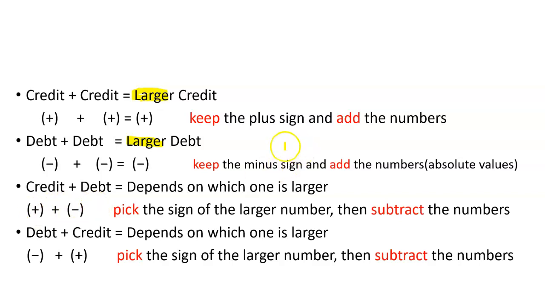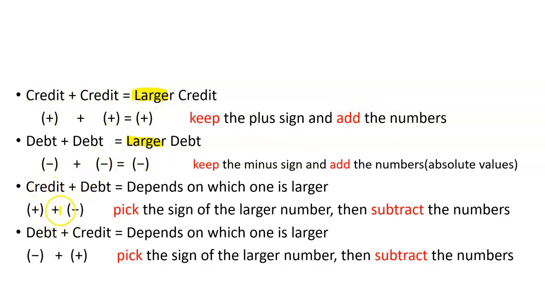So these are the two sets of rules. For the first two cases, if they have the same signs, you always keep the sign. Usually when you do this type of question, you want to determine the signs first. So plus plus, keep it. Minus minus, keep it. Then you deal with the digits: you add the numbers. If you have 5 and 3, you add 5 and 3.